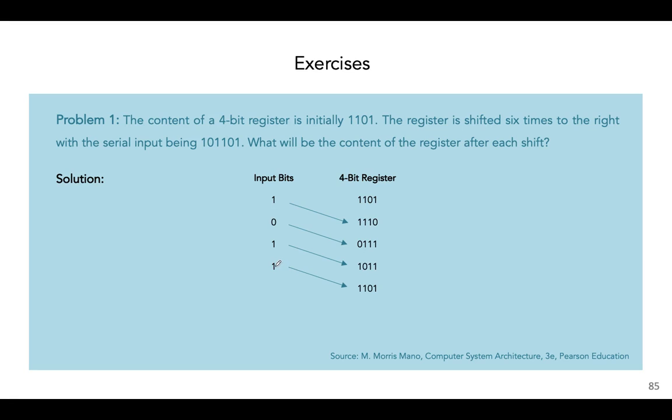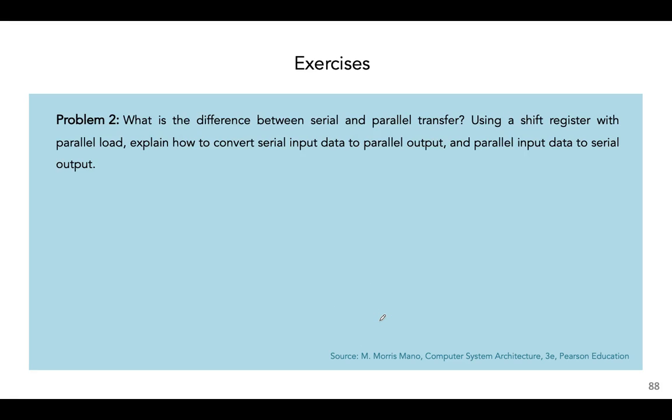Then the next bit comes in, the number is shifted once more. And the next bit comes in, and the number is shifted once more. And this bit comes in, and the number is shifted once more. So we started from 1101, and then we had this input stream, and finally we have this. So this is the final content of our register, and these are all the intermediary shifts, the results after each of the shifts. And that's what the question was. Simple enough, right?